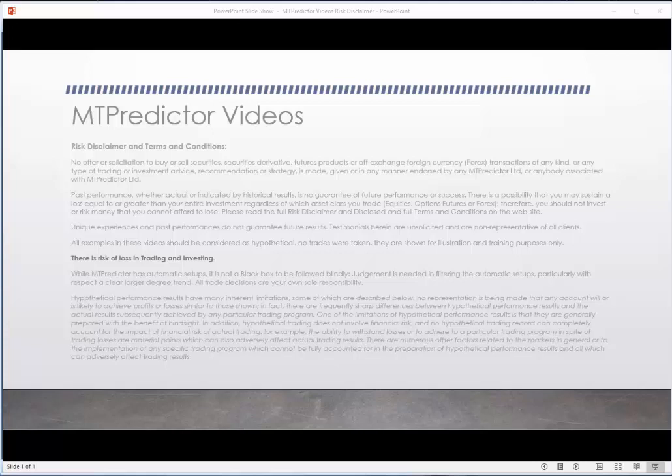But as usual, we have to start with our risk disclaimer and just remind you that all examples in these videos should be considered as hypothetical. No trades are actually taken, they're just shown for illustration and trading purposes only. Remind you there's a risk of loss in trading and investing. Put another way, all professional traders know and understand, but more importantly accept, that losses can and will and do unfold. It's a fact of trading life. No matter what approach you use to trading, there always will be losing trades, and it's important to understand that.